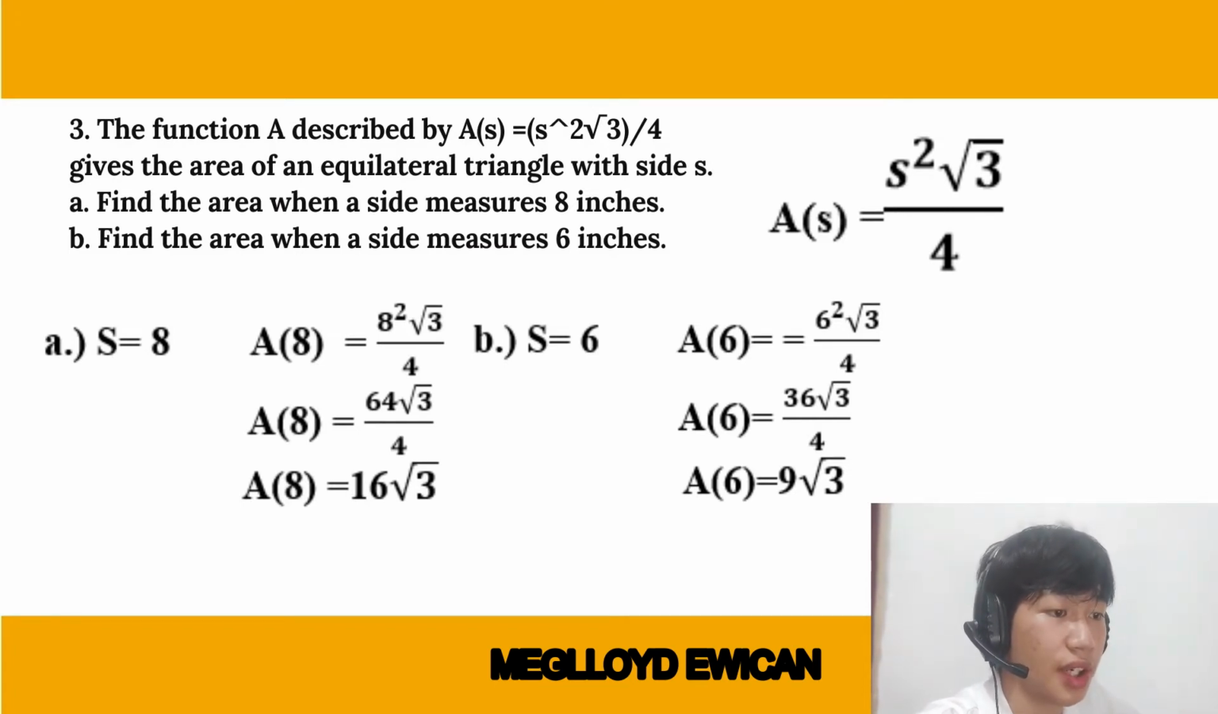Since we have 6 squared, we simplify it to get the value 36. Then we divide 36 by 4, since these are whole numbers and can be simplified into lowest terms. So now we have the final answer. A of 6 is equal to 9 square root of 3.